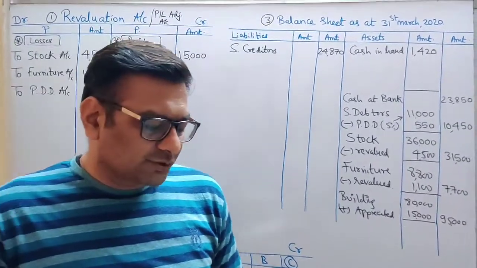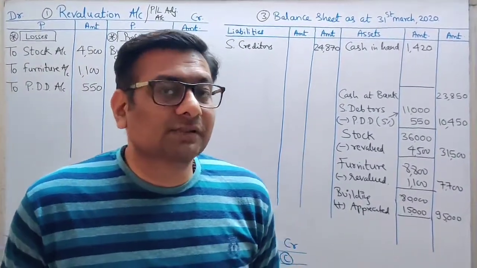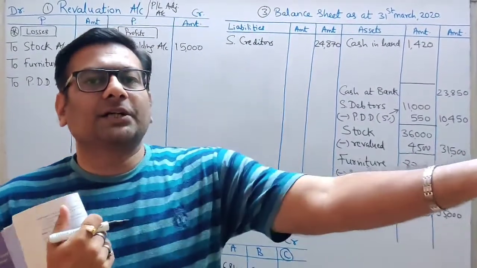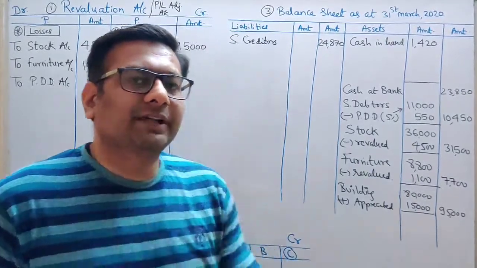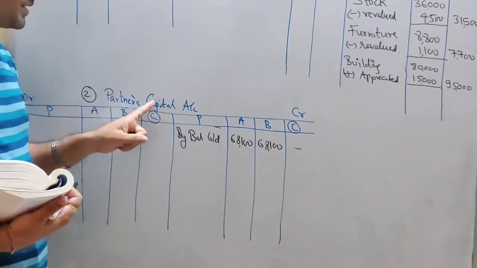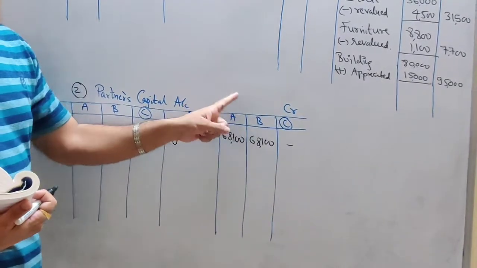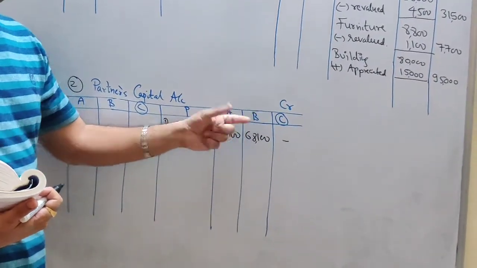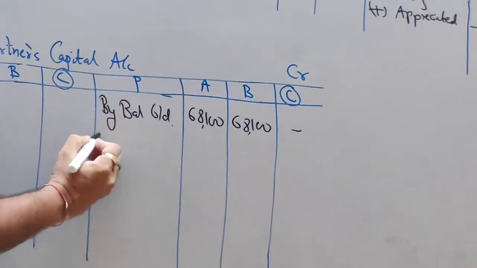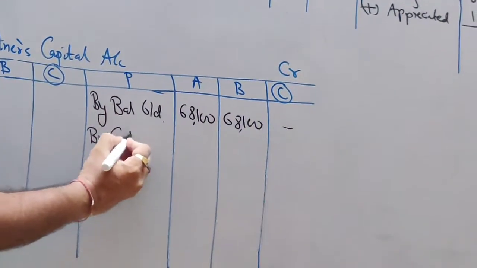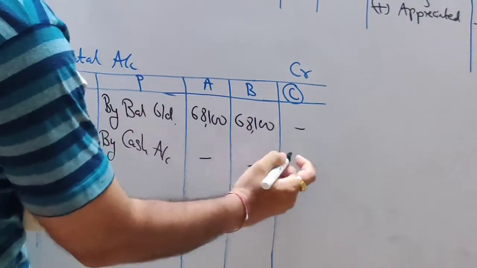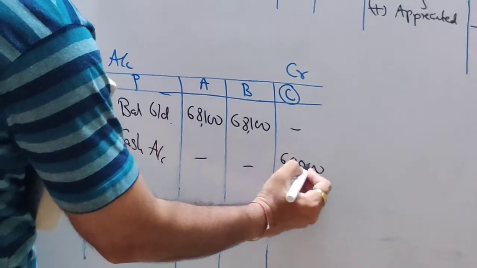Mr. C is to bring 60,000 as his capital. Now the new partner is bringing capital. Where to record? Very easy. Capital is recorded in the capital account. Now which side of it? Credit side. Even this is easy to remember, same trick: CC, capital credit. So you will write it on the credit side by cash account, and you will write it in the column of Mr. C, new partner, 60,000.